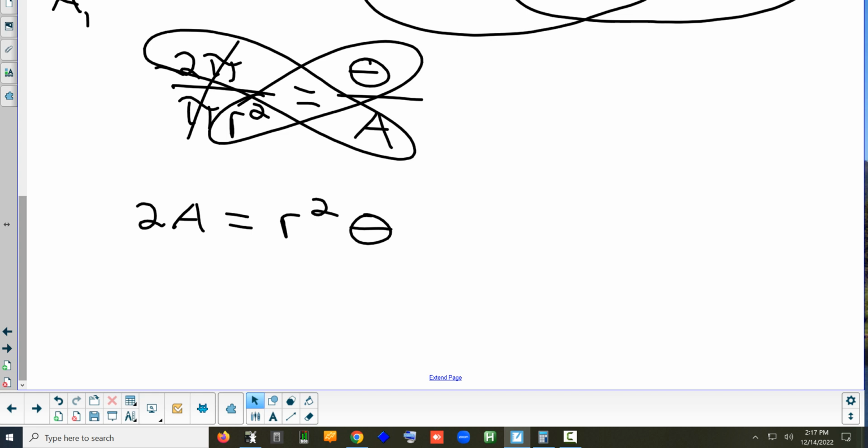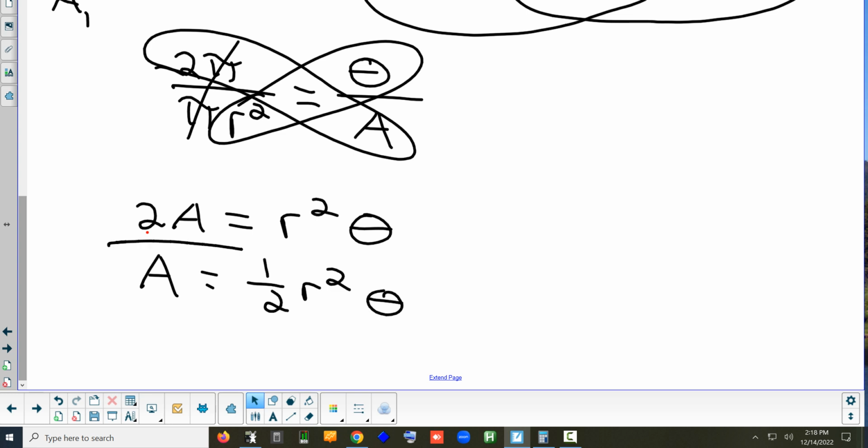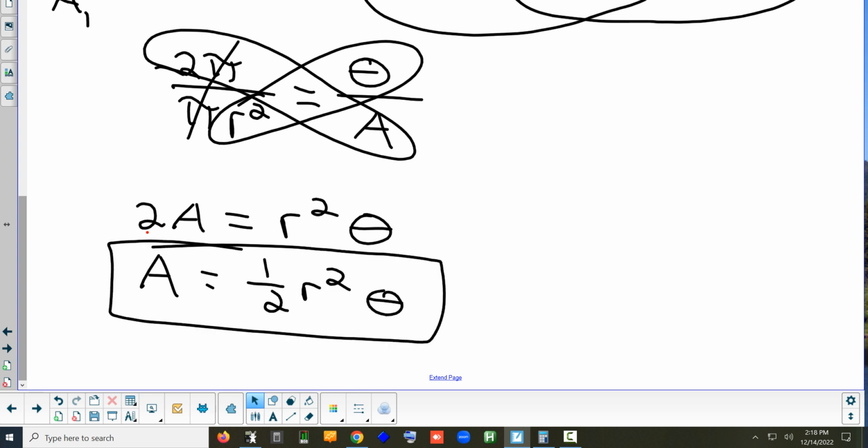Now that's not quite the area formula. That's double the area formula. So I want to get rid of this 2 too. What do I do? Yeah, you take half. You could divide by 2, or you could just say take half of each side. It's the same thing. And there's your formula for the area of a sector. It's 1/2 r squared theta.